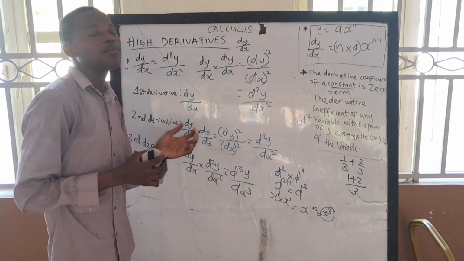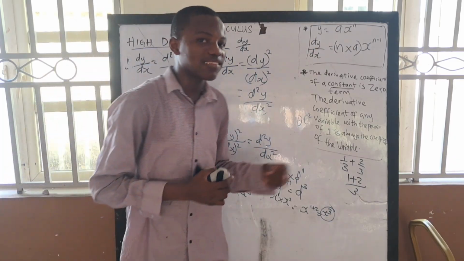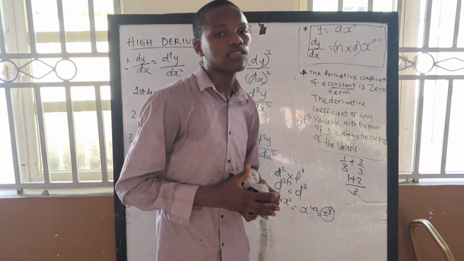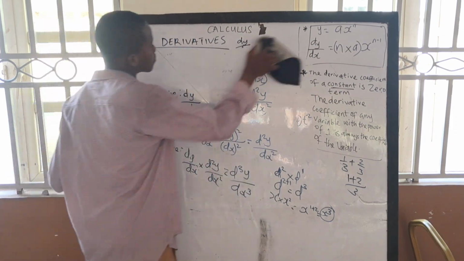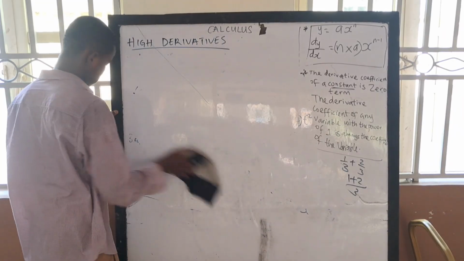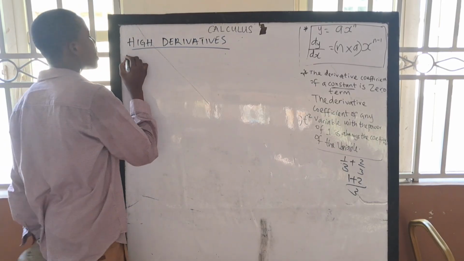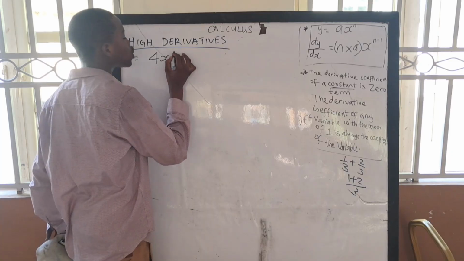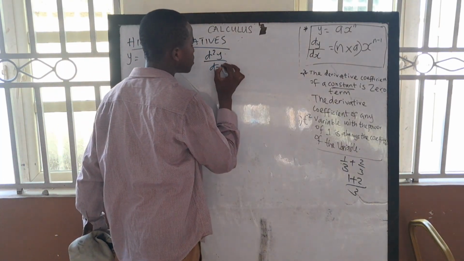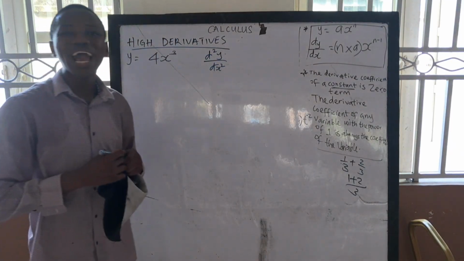So now we'll be solving questions using this. Imagine they give you a question: if y equals this, find d^2y/dx^2. That means you want to differentiate it twice. Or they say find d^3y/dx^3. That means you want to differentiate it 3 times. So now, if y equals 4x cubed, and you have to find d^2y/dx^2, that means they want us to differentiate this twice.